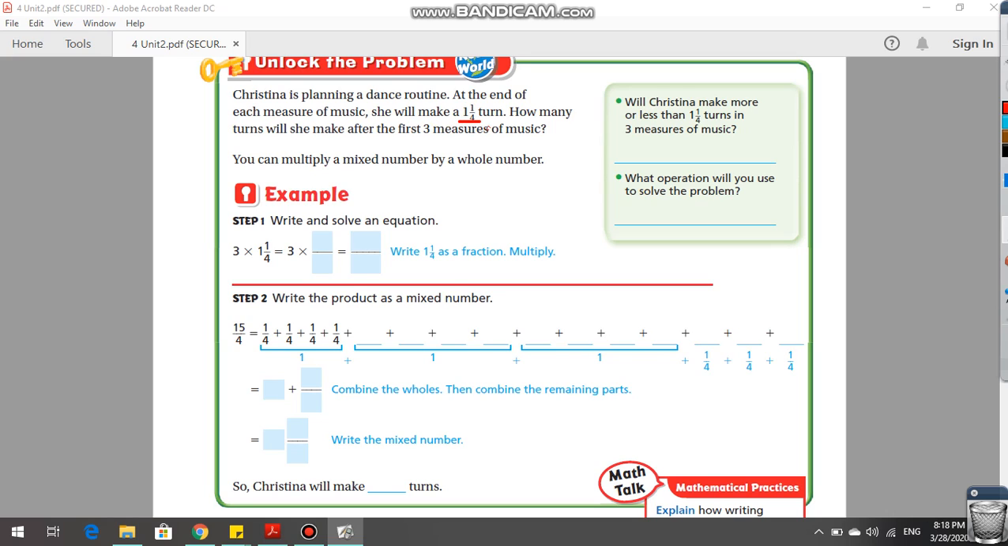Okay, each measure, she will make 1 1/4. So after three, what am I going to do? I'm going to say 3 times 1 1/4.